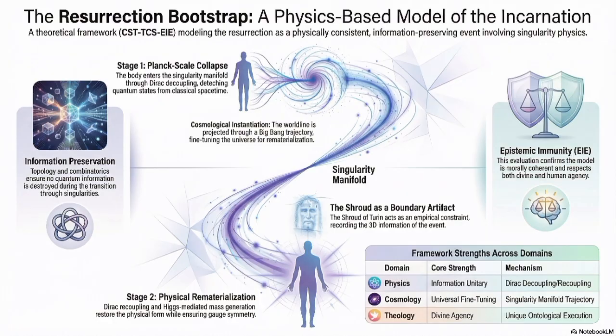Because of those anomalies, the author treats the shroud not merely as a religious relic, but as a rigid epistemic constraint, a boundary condition for the physics. Okay, boundary condition. Translate that for us. So in physics, a boundary condition is a known, observable data point that any viable mathematical model has to satisfy. If you build a model of a bridge, and your math says the bridge should hold 1,000 cars, but the actual physical bridge collapses under 10 cars, your model failed the boundary condition.